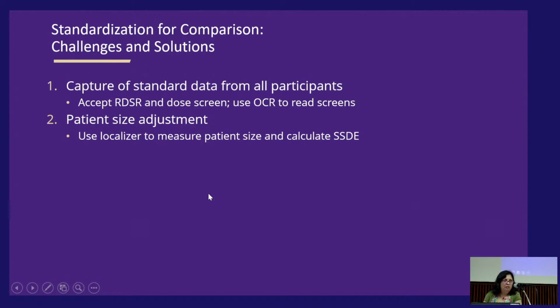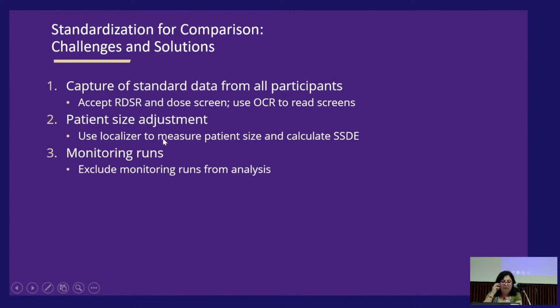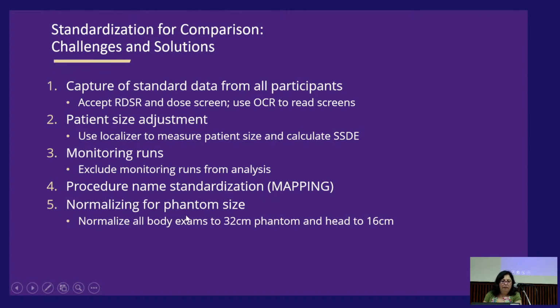Patient size adjustment. We are sending a localizer so we can figure out the patient size and calculate SSDE. So that's great, you have dose as a function of patient size. Monitoring runs: those are the ones where you're giving contrast and waiting till the contrast reaches a peak before you scan. We want to exclude that because that's all in one position. It's not of importance, so we exclude any monitoring runs from our analysis. Mapping, which we heard a little about yesterday, I'm going to focus on a little today as well. We'll talk about that in a minute. And then normalizing for phantom size.